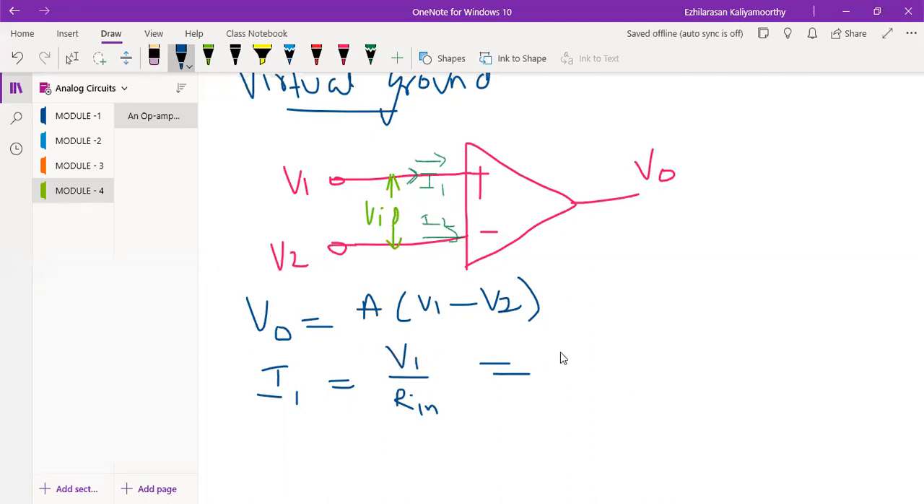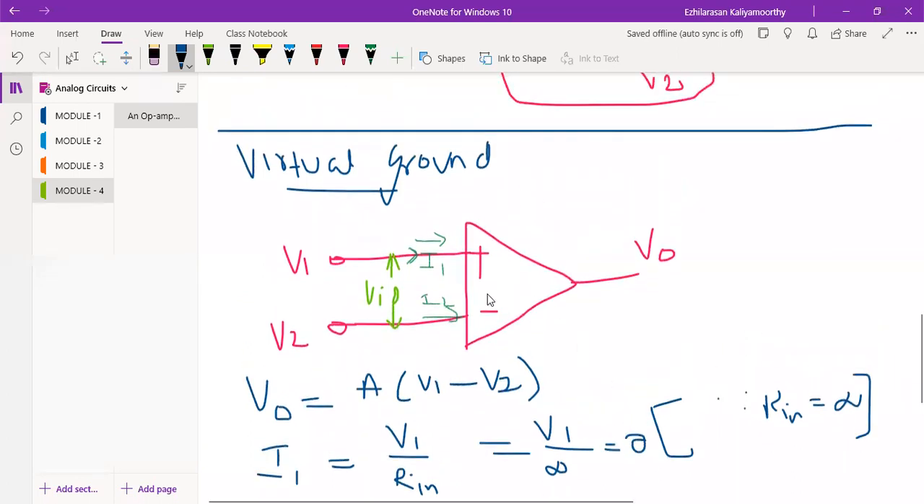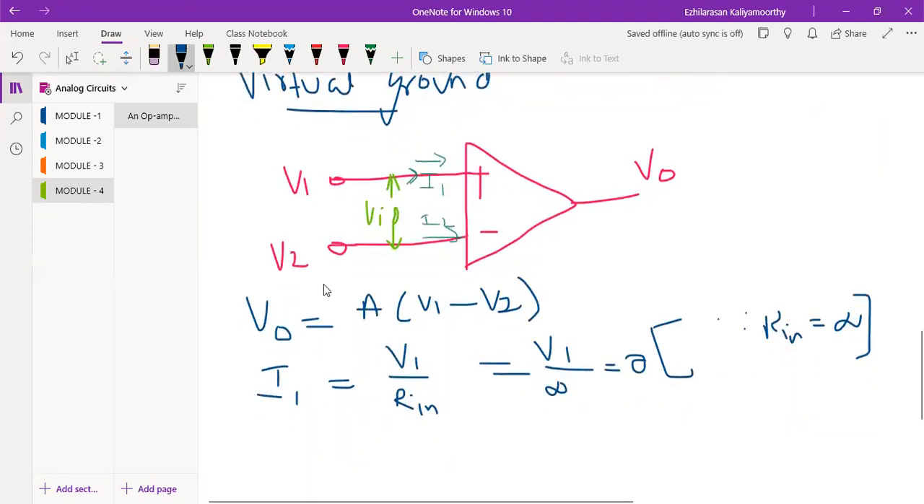We know that the R in is very, very high, theoretically it is infinity. So V1 by R in, with R in infinity, is 0. So always we can say the current here will be 0 only. The current will not go over this. So the I1 current will be 0.